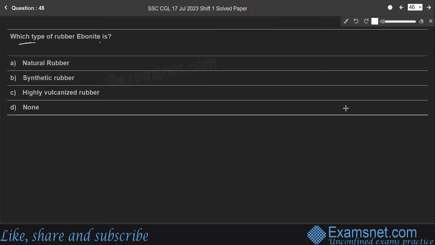Question 46. Which type of rubber is ebonite? So ebonite is a highly vulcanized rubber. Vulcanization means the process of improving rubber strength. So the process of improving rubber strength is called vulcanization. So improved strength is called highly vulcanized rubber, right? So ebonite is a type of hard rubber. It's a hard rubber.